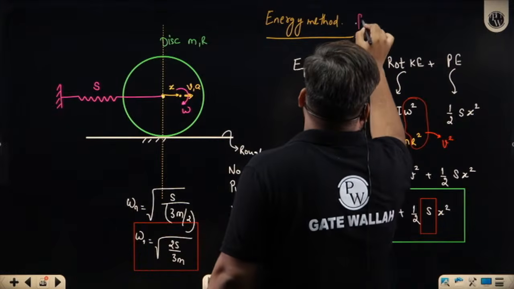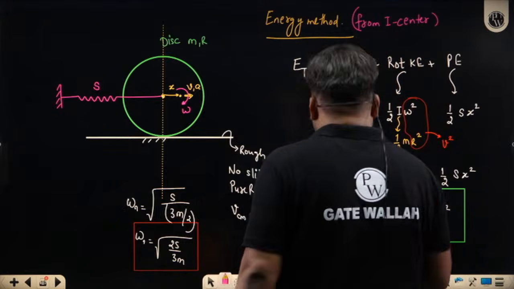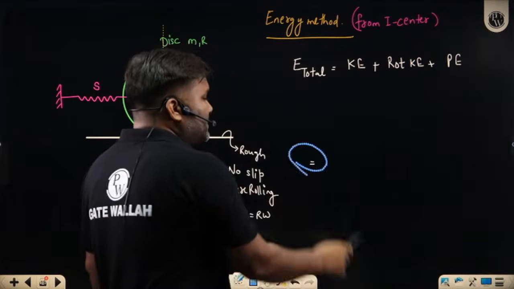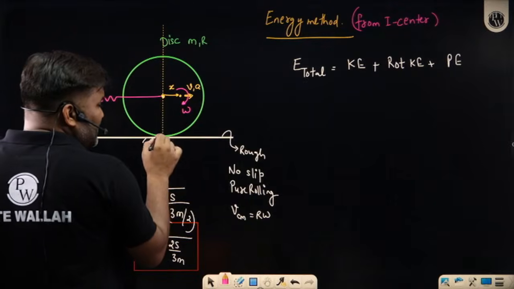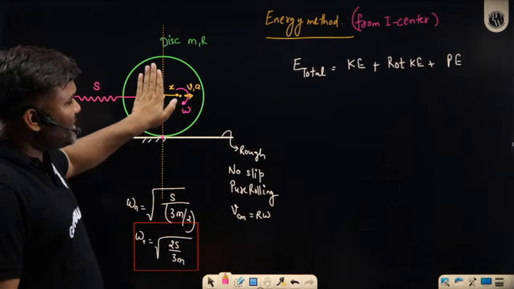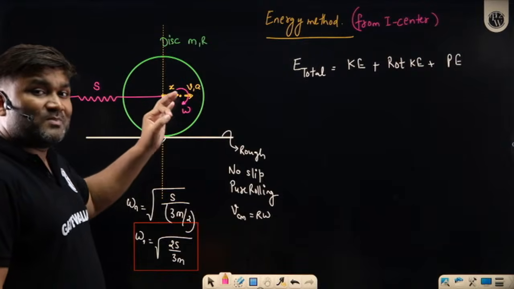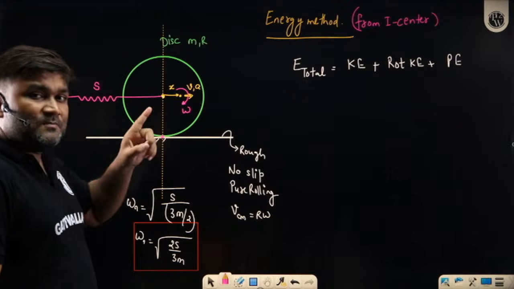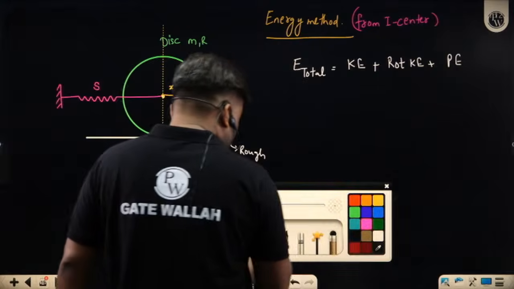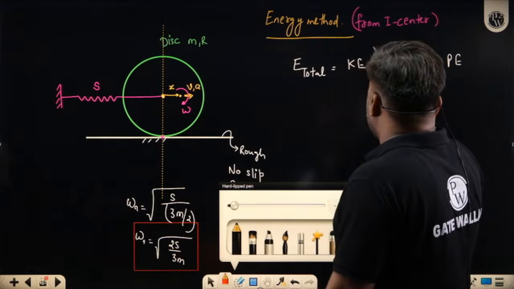Let me write from the I center. Careful. The only difference will be, a student is saying that when I see from the I center, this entire body gives you a feeling that it is rotating about this I center. Actually, this body is doing general motion, translation plus rotation. But if you are sitting at the I center, you will see only rotation at that moment. Clear? Only rotation. So, sir, that means from the I center, the kinetic energy will be 0.